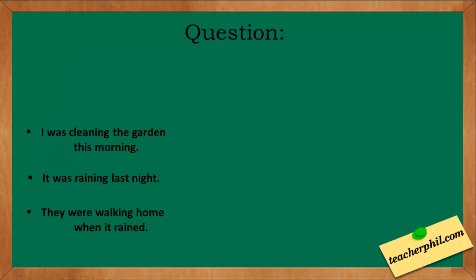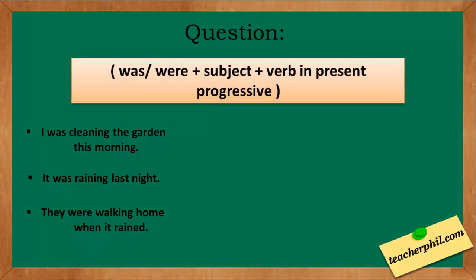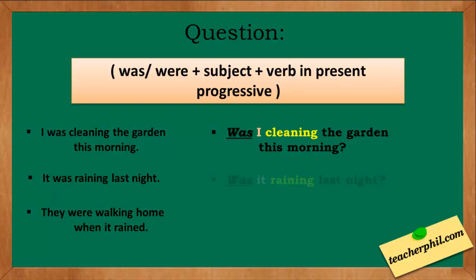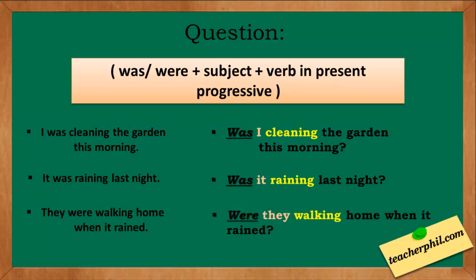For the question, we simply follow the pattern was or were plus subject plus verb in present progressive. Examples: I was cleaning the garden this morning. Was I cleaning the garden this morning? It was raining last night. Was it raining last night? They were walking home when it rained. Were they walking home when it rained?